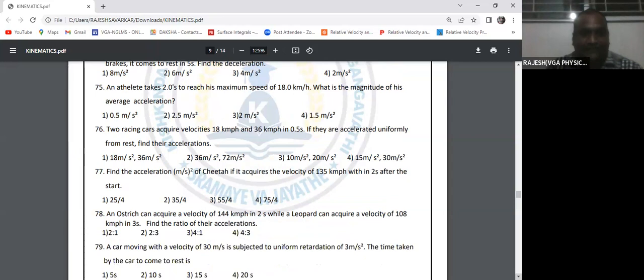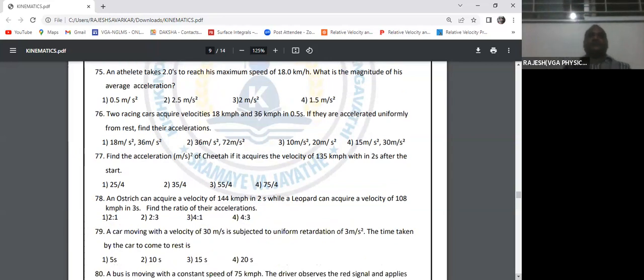Two racing cars acquire velocities of 18 km per hour and 36 km per hour in 0.5 seconds. If they are accelerated uniformly from rest, find their accelerations. So initial speed is 5 meter per second. Second one is 10 meter per second. Here, they are starting from rest. U is 0. Final velocities are 5 and 10. Two cars are there. So A1 is equal to 5 minus 0 by 0.5. That is 10 meter per second square. Second one, 10 minus 0 by 0.5, 20 meter per second square. You should not write 10 minus 5. 10 and 5 are related to two different cars, A1 and A2.